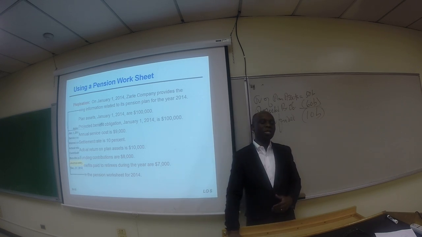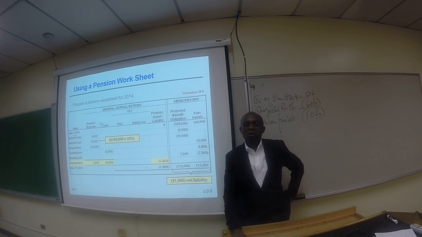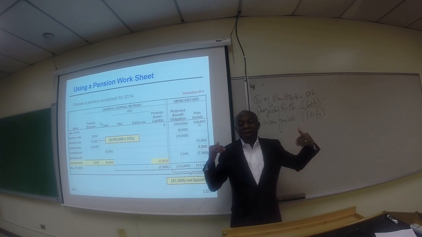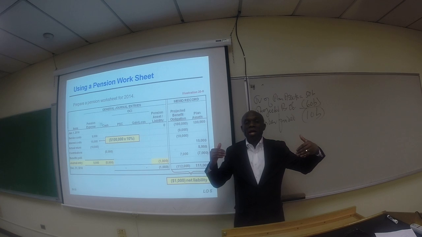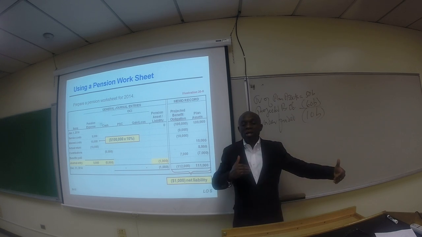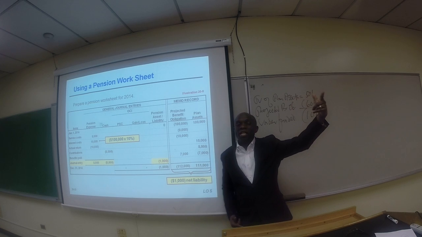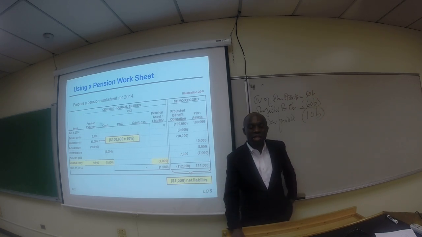So here is the worksheet. Take a look at what we have here. The first row of the worksheet: the projected benefit obligation is $100,000. The plan asset is $100,000. So therefore, right here, the plan is not underfunded. It is not overfunded. We have $100,000 in plan asset. The projected benefit obligation in the future is $100,000, so we are even. So let's take a look at what happened.